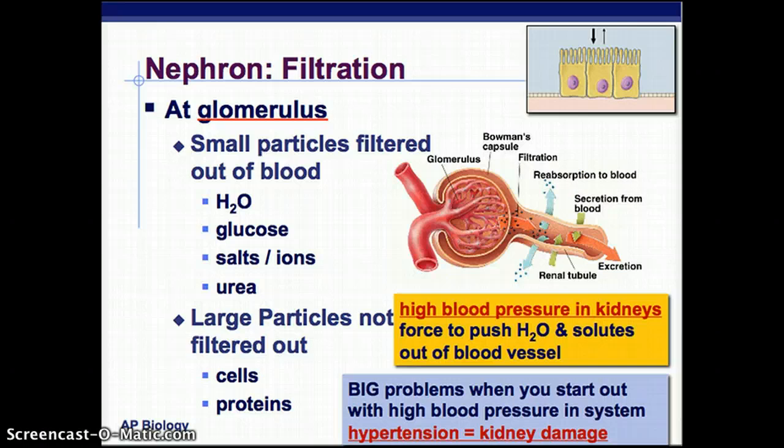All right, so the nephron, filtration is our first step. In the glomerulus, small particles are filtered out of the blood. So the capillaries have the epithelial tissue, which is fairly small. So small things can get out, but large things stay in. Small things like water, glucose, salts or ions, and urea come out, but cells and proteins are not filtered out because they're too big to get through. So the way it works is there's high blood pressure in the kidneys, which forces those small particles out of the blood vessel. You'd have a problem if you already have high blood pressure and then higher blood pressure in the kidneys, you can get kidney damage.